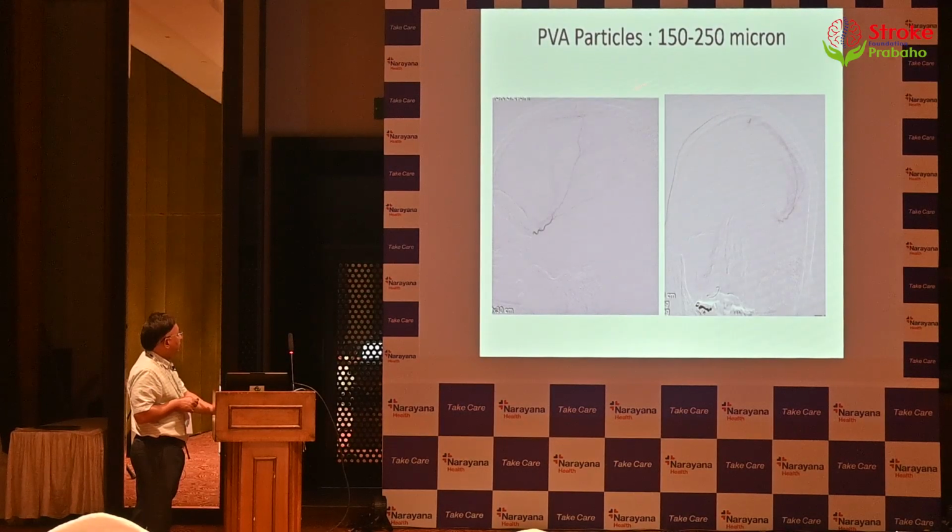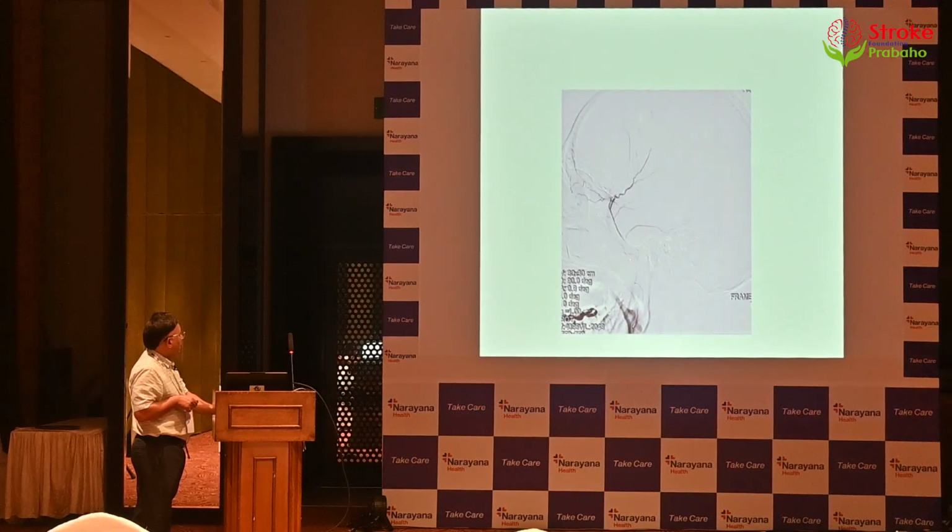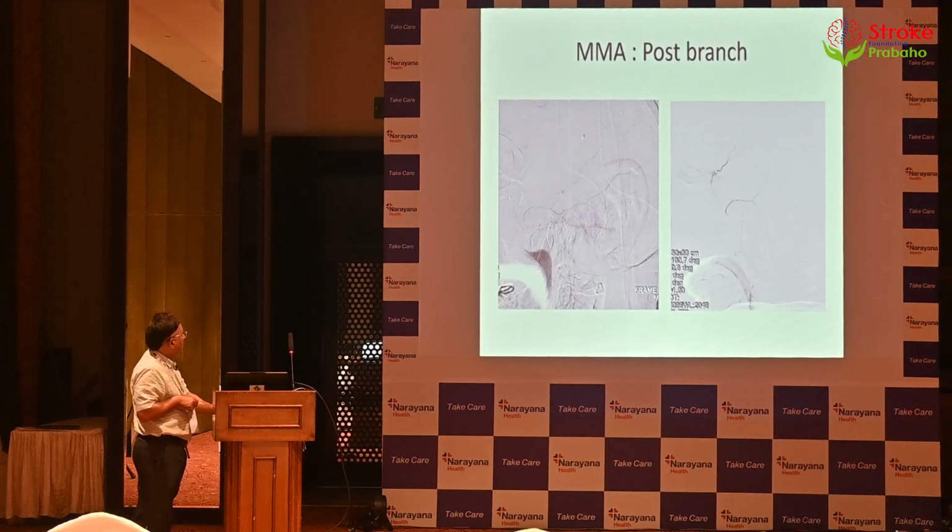Embolized with the particles again, 150 to 250 micron. And this is after embolization. Distal branches have gone, but still this falcine artery is very much visible. Then we want to go to the posterior branch and embolize the posterior division.